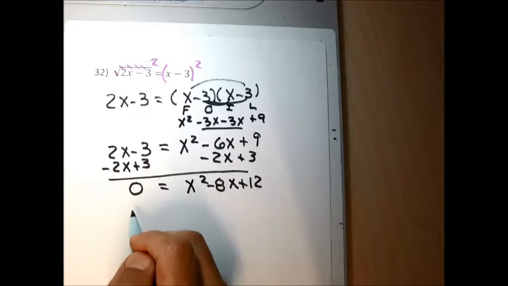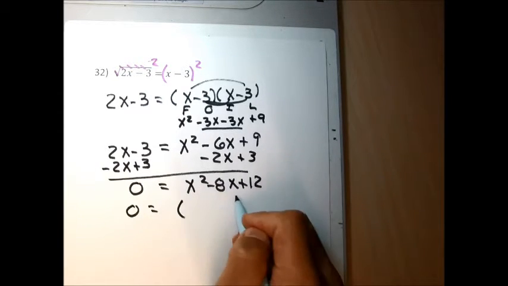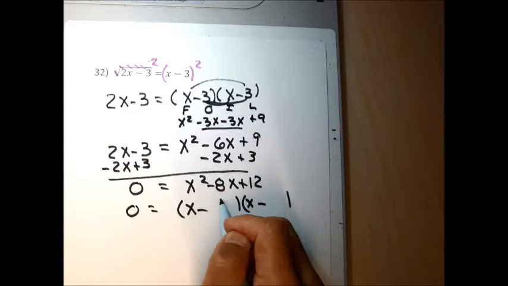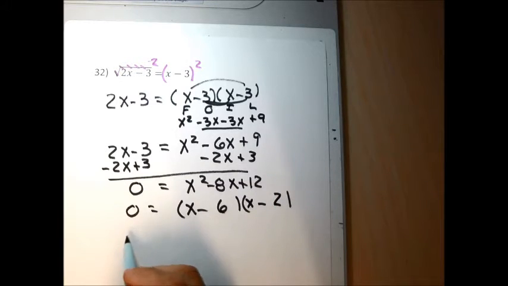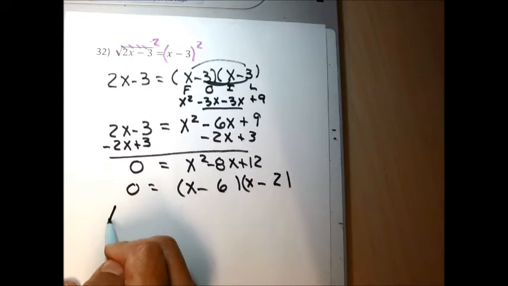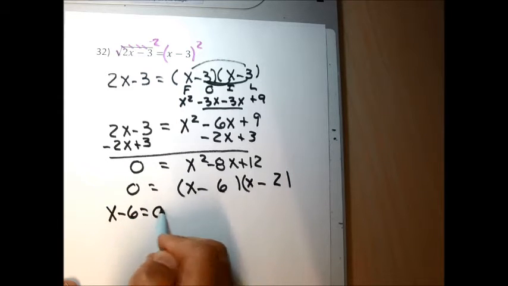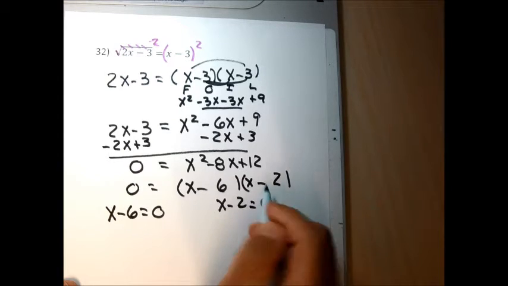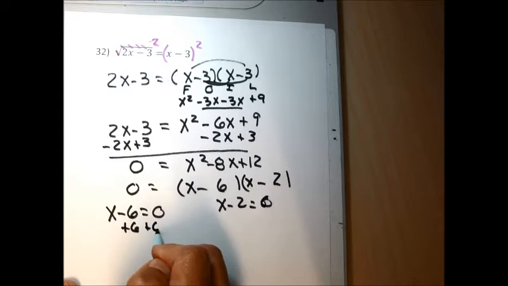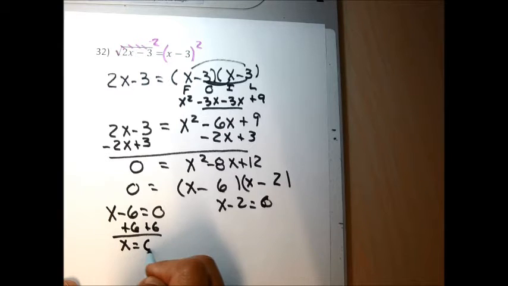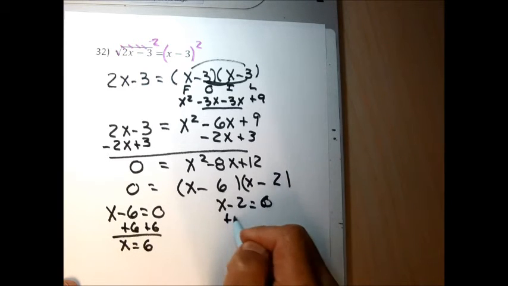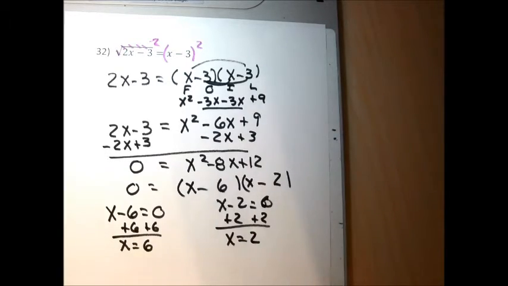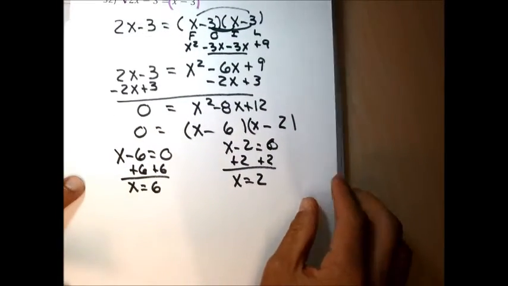Now I need to factor. That's a double minus on my factoring. And my lasts have to multiply to 12 and add to 8, and that's going to be 6 and 2. Now that I have it factored, I'm going to split each factor up and set each one equal to 0. So I'm going to go x minus 6 equal to 0, x minus 2 equal to 0. For the x minus 6 equal to 0, I'm going to add 6 to both sides and get x equal to 6. For the x minus 2 equal to 0, I'm going to add 2 to both sides and get x equal to 2.